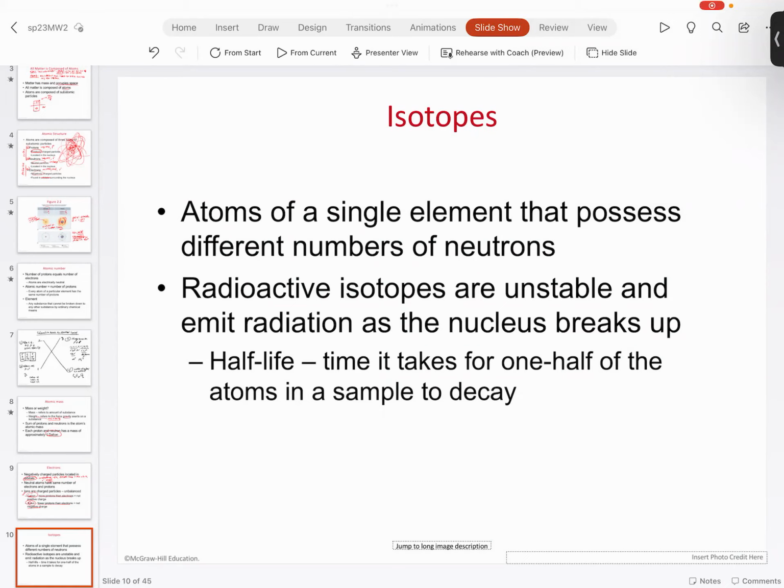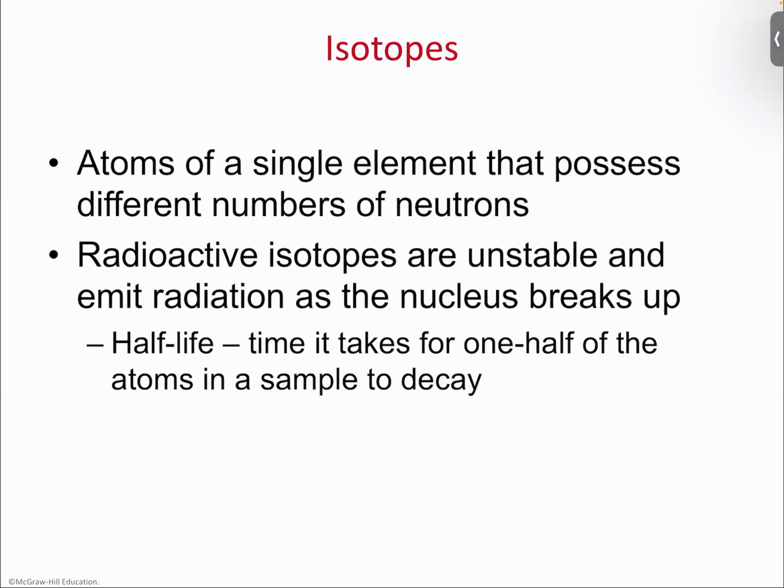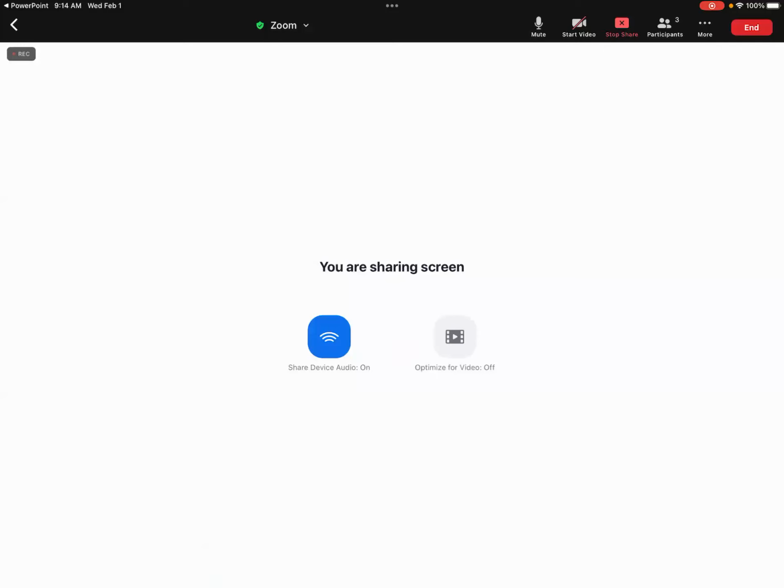Let's dig in where we left off. So we left off at isotopes, yes? So a couple of things that we want to sketch out and make sure. Okay, good, that's all set.